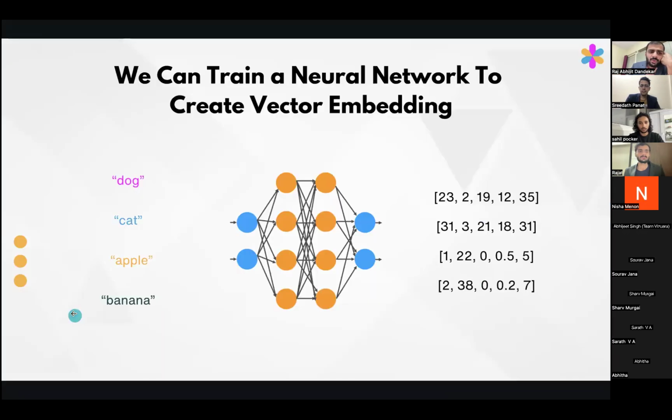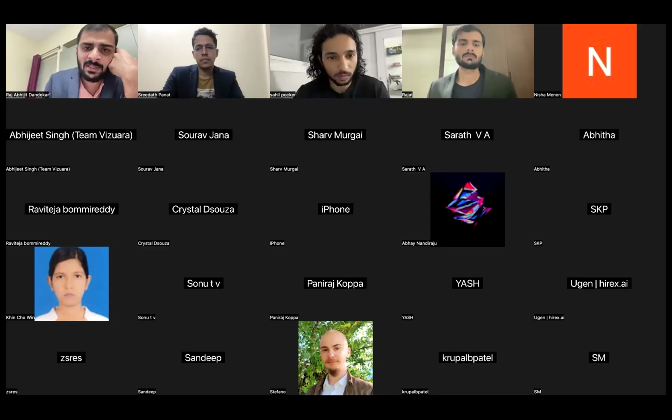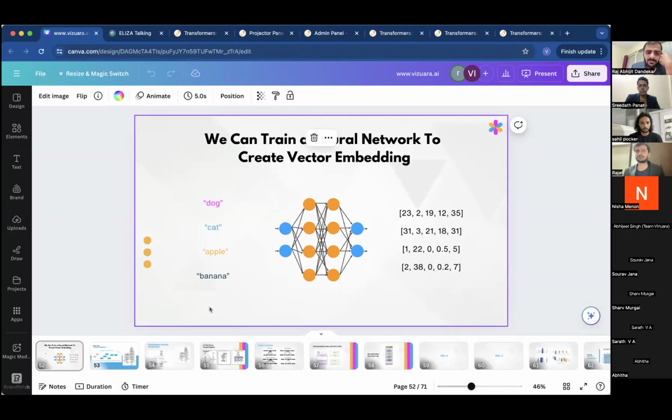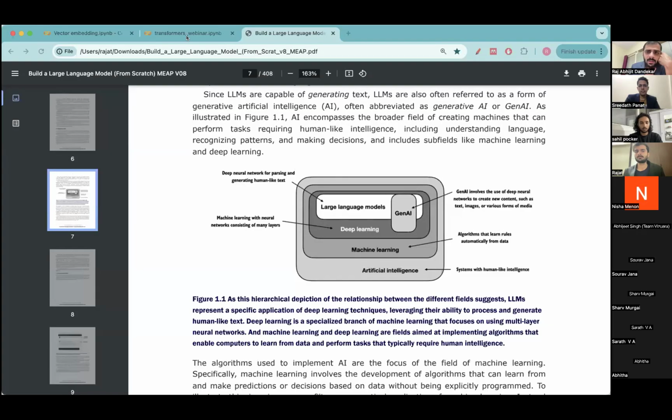So now I'm just going to show a quick Google Colab notebook to show you vector embedding, or word embedding rather, and then we can move to transformers. So let me share my screen to show you a Google Colab.